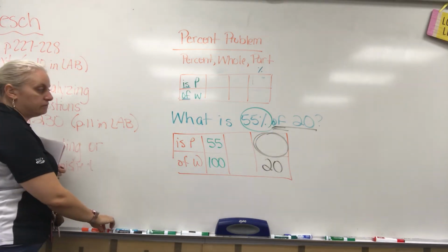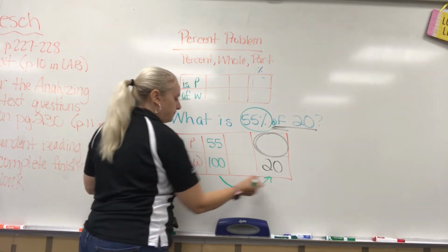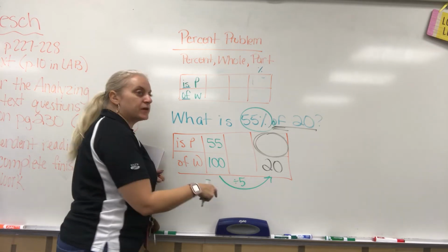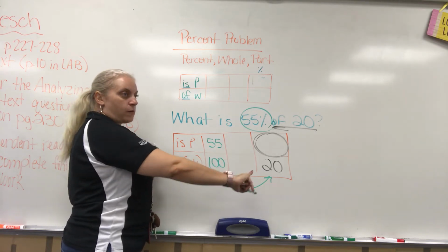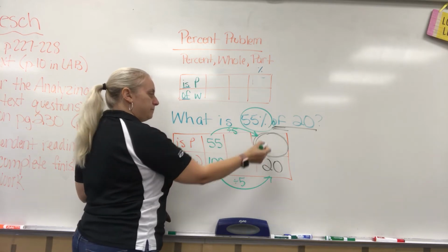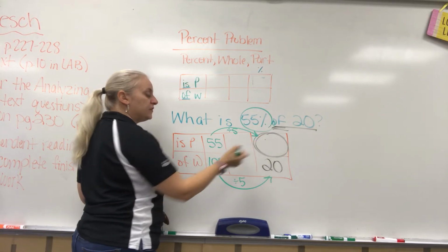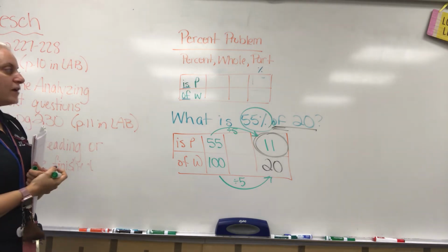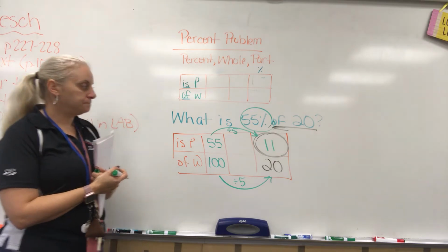So this is just like yesterday. How do you go from 100 to get to 20? Divided by 5. Now you can use a middleman if you didn't see that. If you want to use 10 as a middleman, go ahead. But I saw that I could go that way, all the way. When I do the bottom, you do the top. 55 divided by 5 is 11. So if you got a 55% on a test and there were 20 questions, you got 11 of them correct.